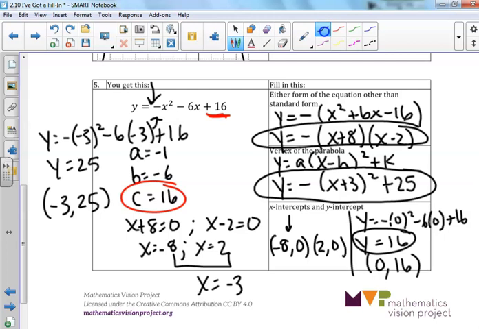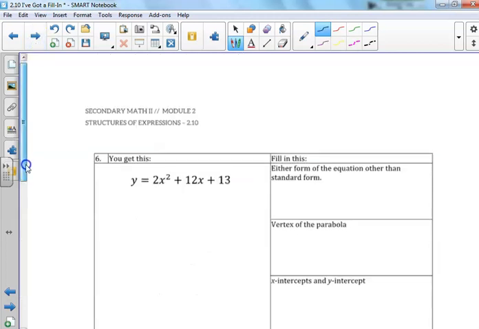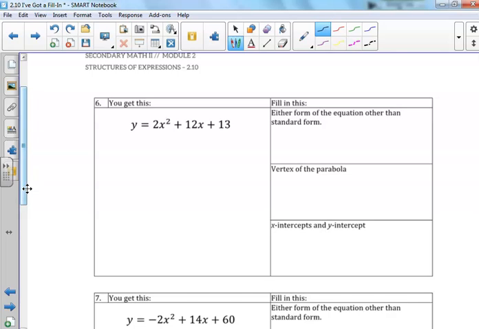Let's try one more together. We'll look at number 6. So number 6 is given to us in standard form, except that the number in front of x squared, or the a value, is 2. So when we look at this, in order to factor, we would need to take out a GCF. But I notice that 13 is prime. Therefore, we cannot factor this. And it will be possible for some quadratic functions not to be factorable.